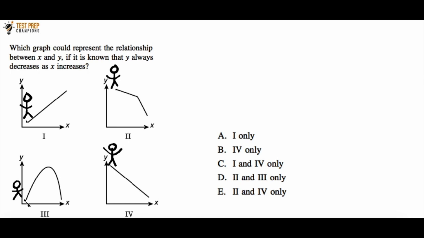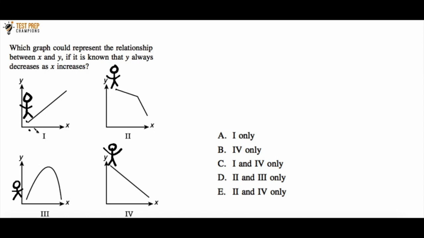And we want to imagine that person following the line, whatever direction the line takes. And if the person would be going down the entire time, then we know that in that case, y is always decreasing as x increases.